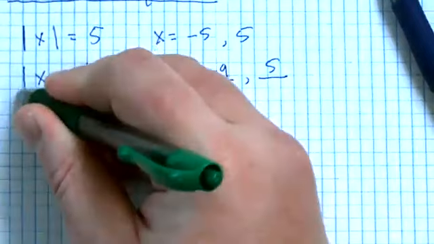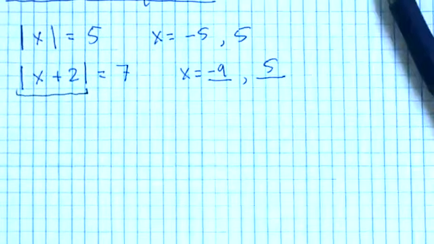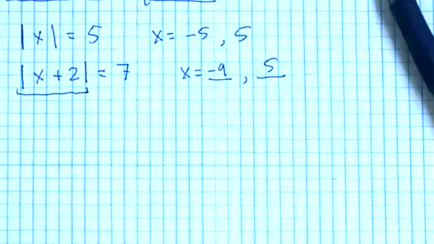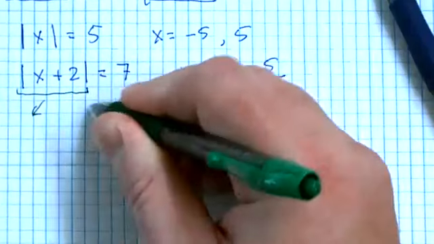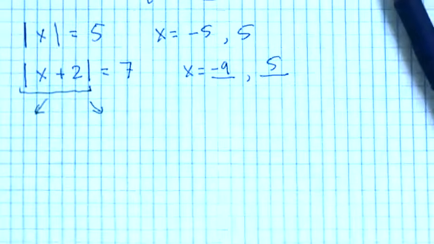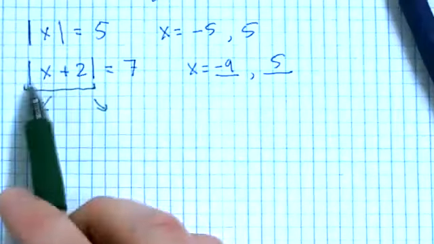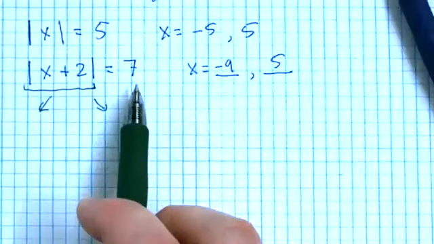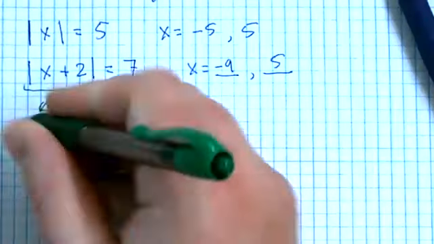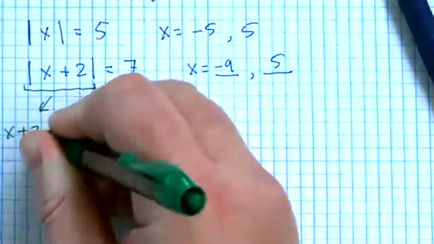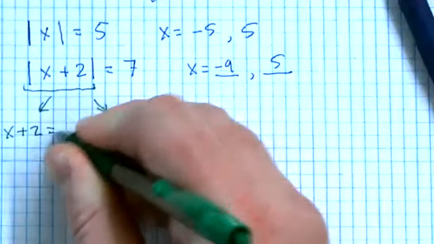When we have an absolute value, we're going to actually create 2 equations from this. I'm going to split it and make 2 equations. The first equation is going to be exactly the same as my original, but I'm going to leave off the absolute values. So x plus 2 equals 7.